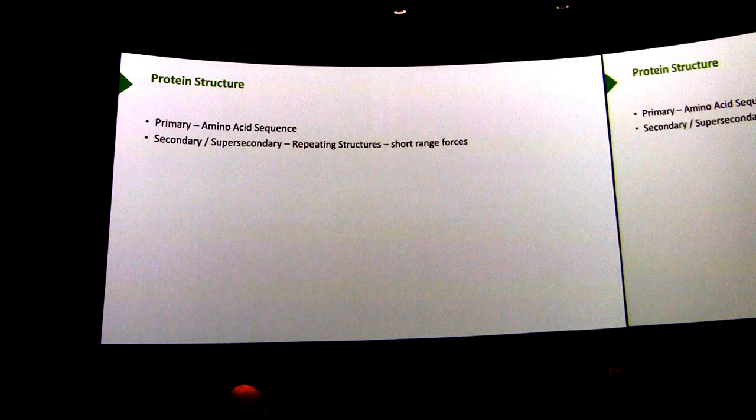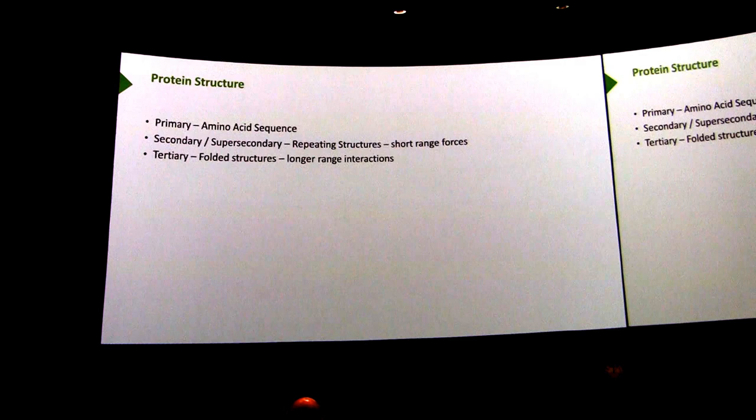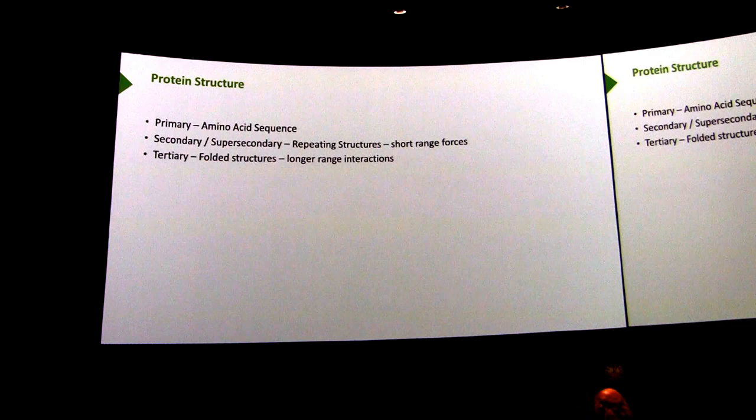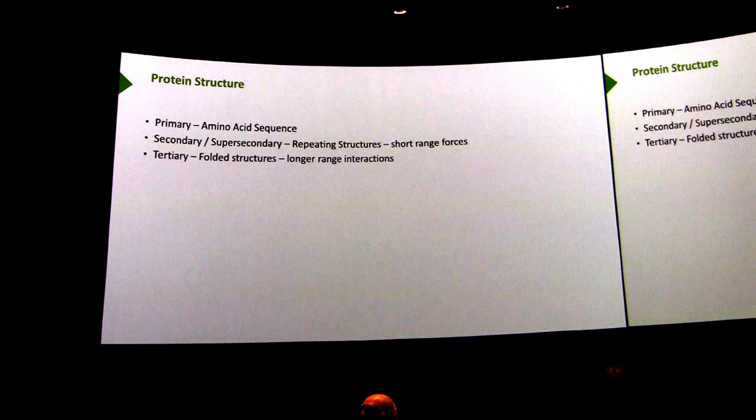So far I've talked about primary structure, the sequence of amino acids. I've talked about secondary structure and supersecondary structure, which were repeating structures like helices and strands and sheets that arose from interaction between amino acids that were close in primary structure. I've talked about tertiary structure, which relates to the folded structures that arise from interactions between amino acids that are not close in primary structure, and it's the folding that actually brings them into close proximity.